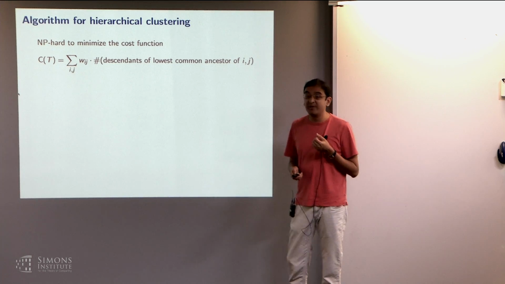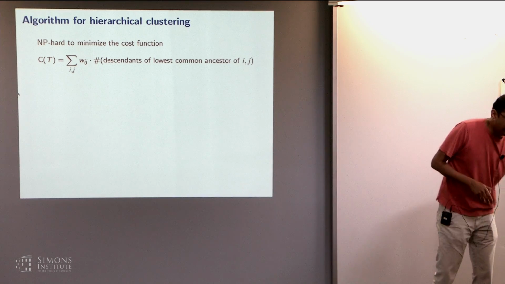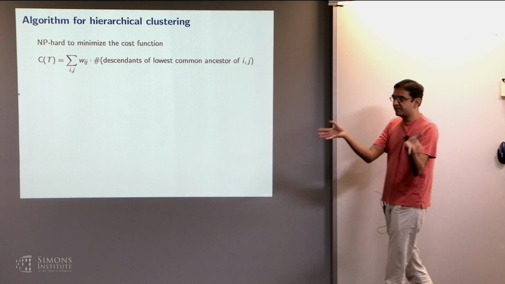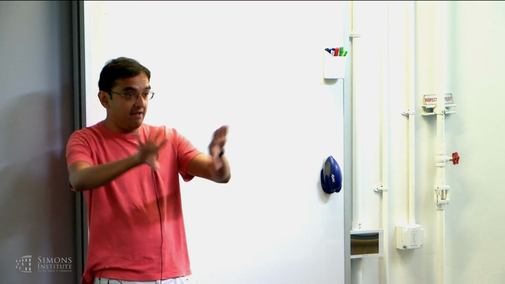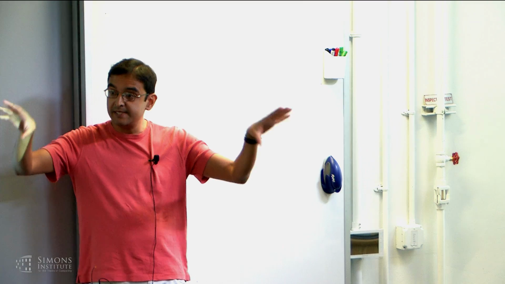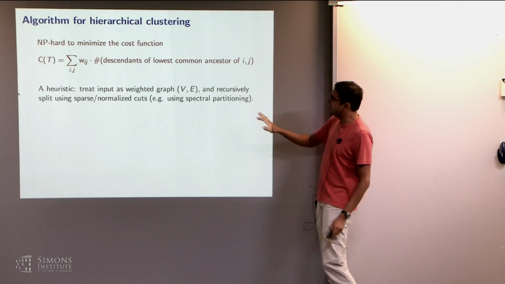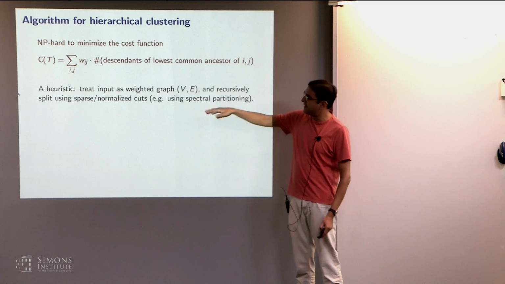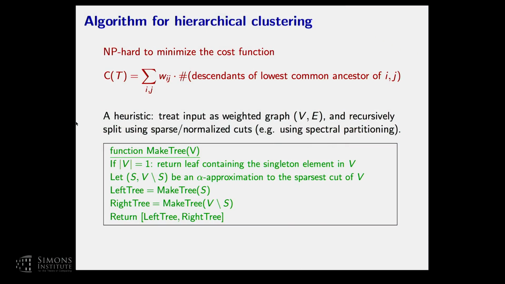So we have to look at heuristics. Okay, so here's a very natural heuristic. You have this input similarity graph. Why don't you just do a spectral bipartitioning of that graph? Okay, so you get two pieces and make that the top split, and then you recurse on the two sides. Okay, why don't we give that a try? Okay, so the input is this weighted graph, and you recursively do sparsest cut. Okay, so here's the algorithm.